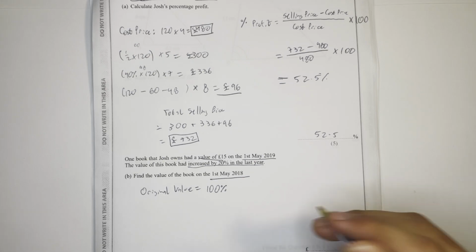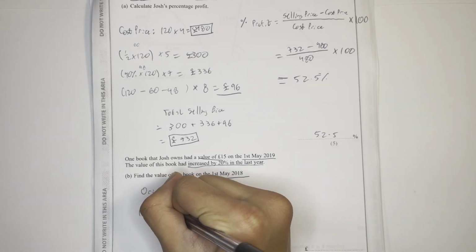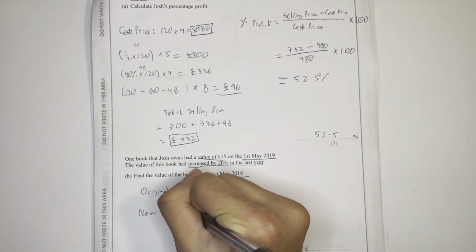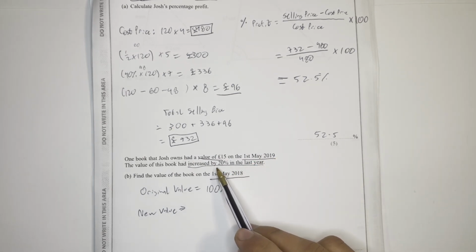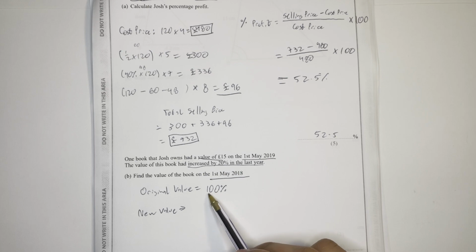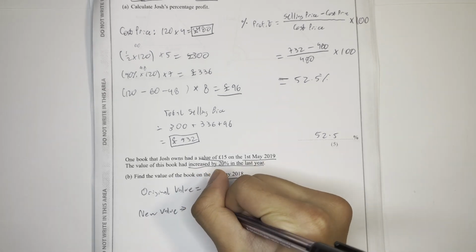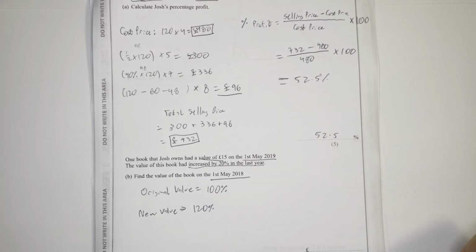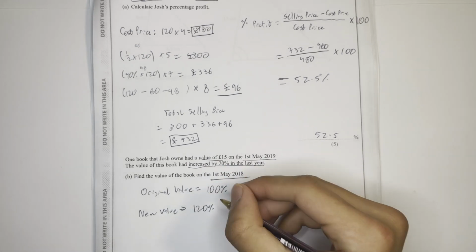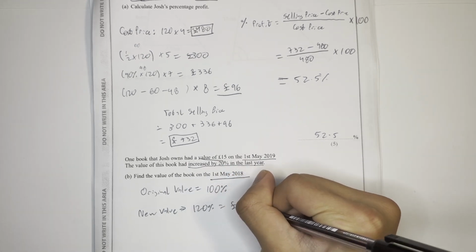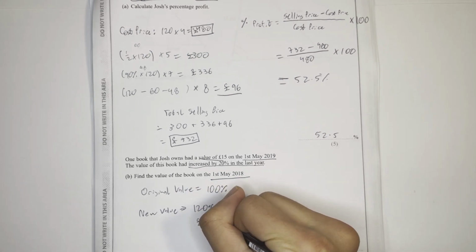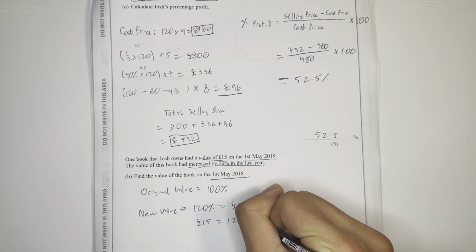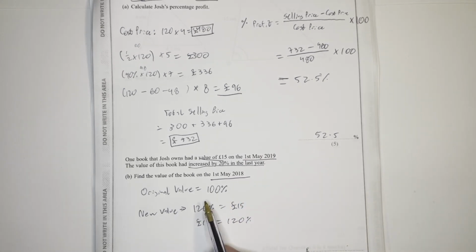And we're going to say this is equal to 100%, because the original value is 100% of the original value. The new value, i.e. the value on the 1st of May 2019, is an increase of 20%. So you had the original 100% plus an increase of 20%. So this must be equal to 120%. And we're given an exact value for this, which is £15.